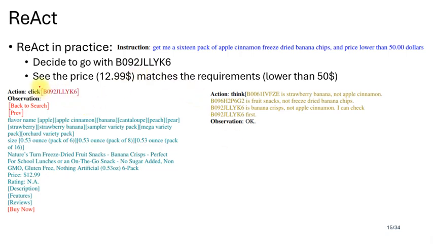So the action right now, we will select this one. And after we decide to go with this option, we will check the price. When we check, we see that the price is around $12.99, and the requirement says lower than $50. Okay, so right now we can think, looks like this one is a good option. Then we will decide that this is our final answer, and we will present this one to the customer.